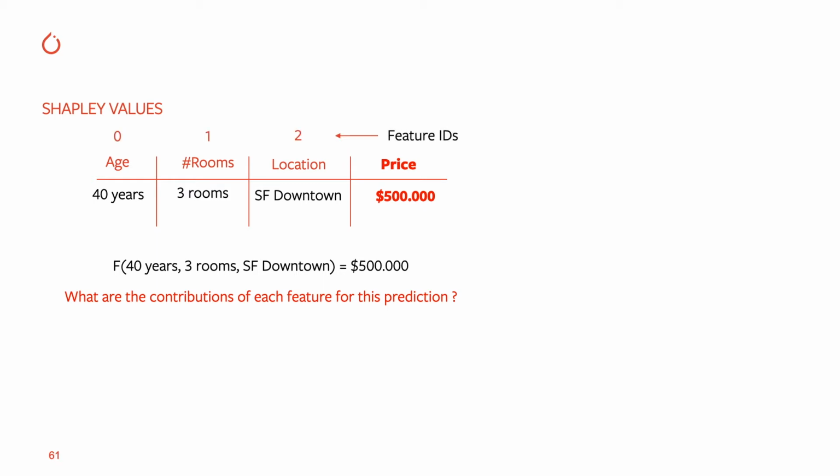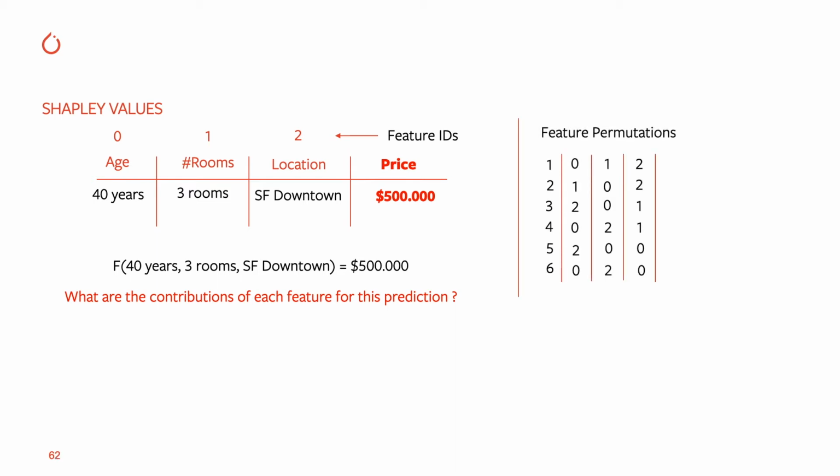In order to make the explanation easy, let me assign feature IDs to each feature. So age will have feature ID 0, rooms 1, and the location 2. And using these feature IDs, we would like to define possible orderings of permutations for all these features. Since we have 3 features, then we will have a total of 6 different permutation orderings of input features. Let's look into each of these permutation orderings.